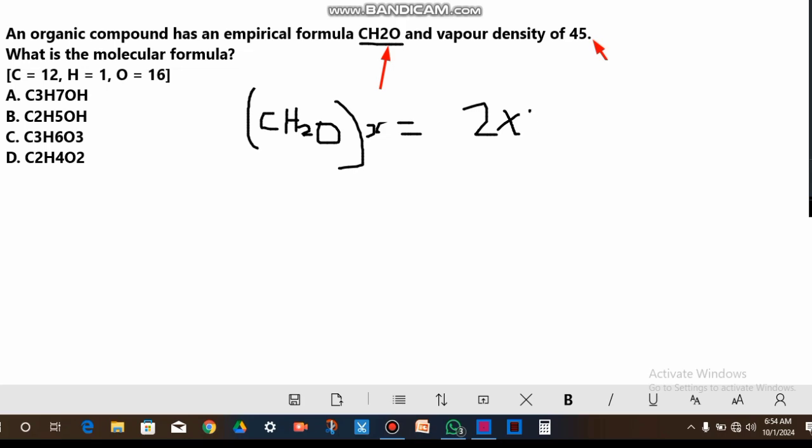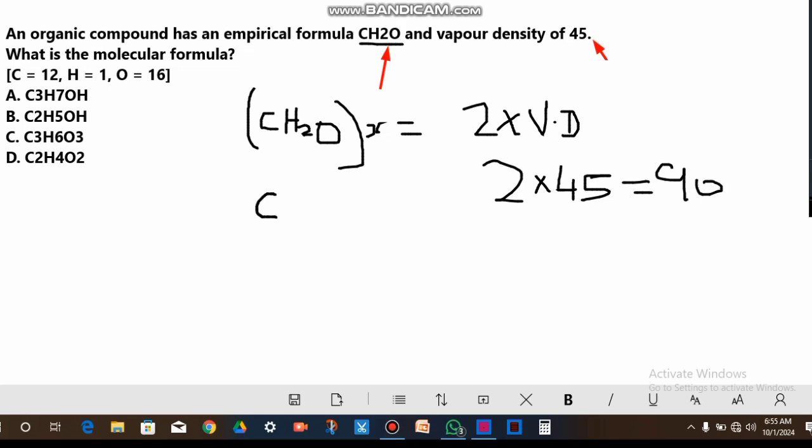2 times vapor density. Are you getting it? So the vapor density is 45, right? So it will now be what? 2 times what? 45. 2 times 45, it will give us what? 90, right? So everything will now be equal to 90.